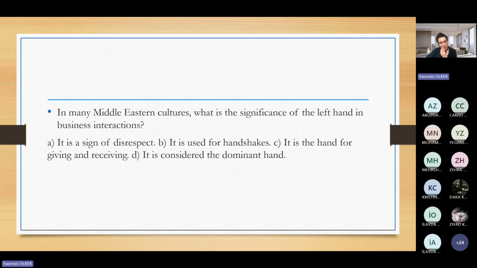But in business interaction, giving. Okay, this is a tricky one.